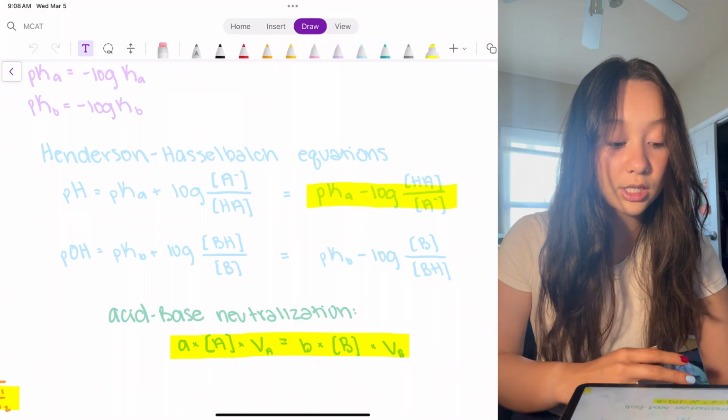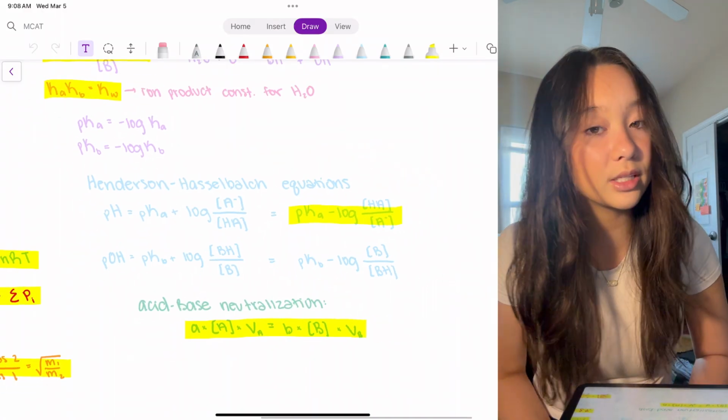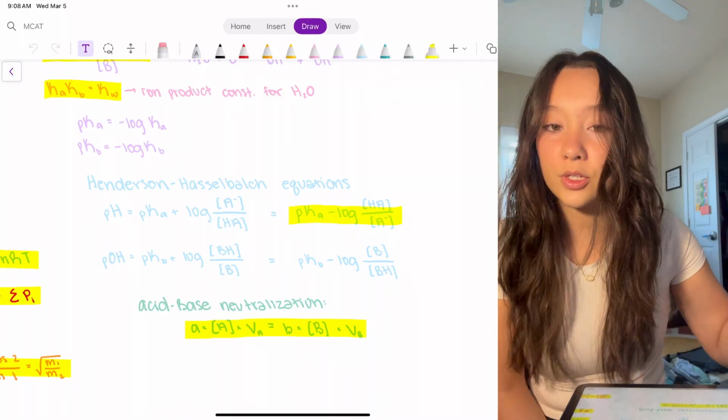Acid-base neutralization. This is for titrations and stuff. Again, you don't really need to memorize this equation if you understand how titrations work.